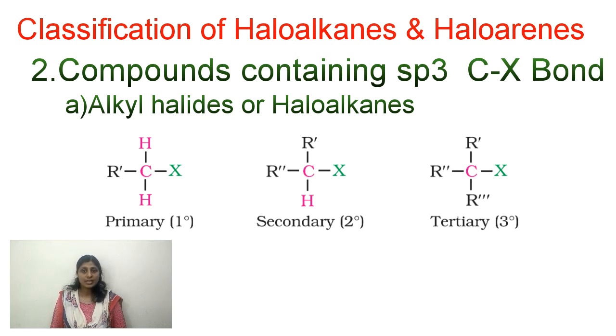If the alpha carbon atom, that is the carbon atom which is directly attached to the functional group, is attached to one alkyl group, that is a primary alkyl halide. Methyl halides, CH3X, are also primary alkyl halides. If the alpha carbon atom is attached to two alkyl groups, then the resultant alkyl halide is secondary. If the alpha carbon atom is attached to three alkyl groups, then it is a tertiary alkyl halide.